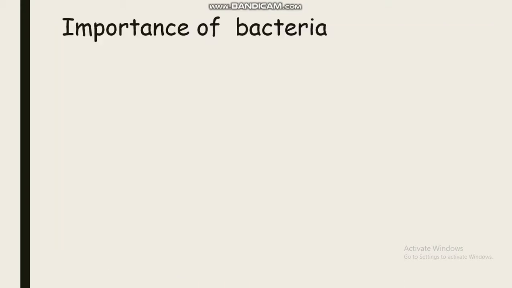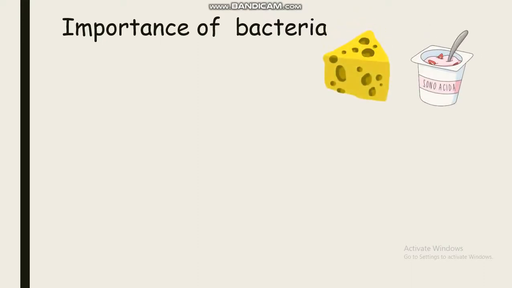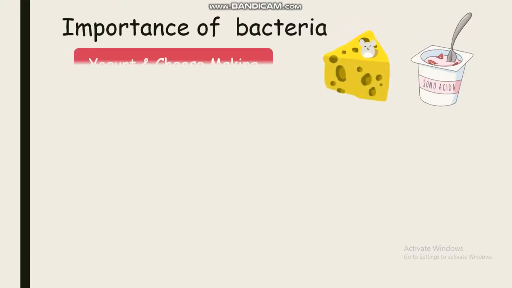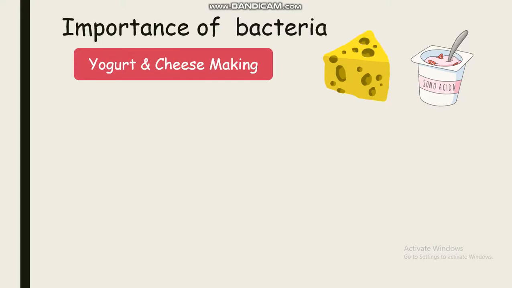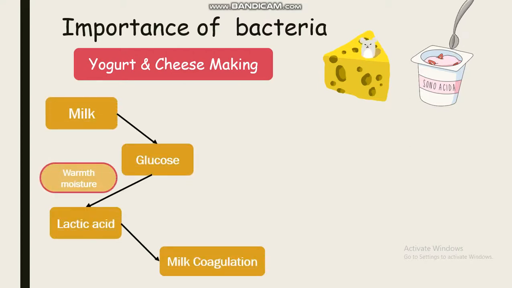Another important aspect of bacteria is that it provides us food products. Can you guess what kind of food products? Yes, yogurt and cheese. Certain bacteria present in milk convert the milk into cheese and yogurt. Look at this flowchart. Milk contains glucose. What is glucose? Do you remember? Yes, glucose is a form of sugar.